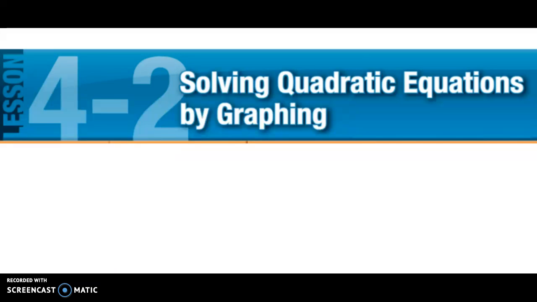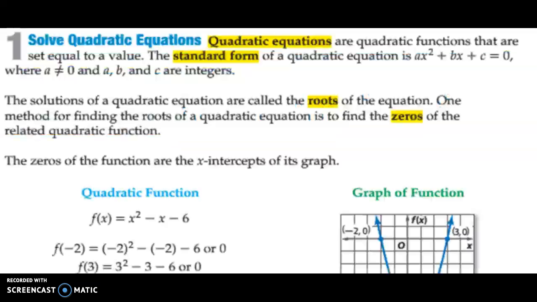Today we're going to be talking about solving quadratic equations by graphing. So in section 4.1 we talked about what a quadratic equation is. When we graph it, it forms a parabola. Now, once we get an equation of it, it has to be equal to some value. In standard form, the quadratic equation is when it's equal to 0. Notice a cannot be 0, because if it's 0, then the x squared term goes away.